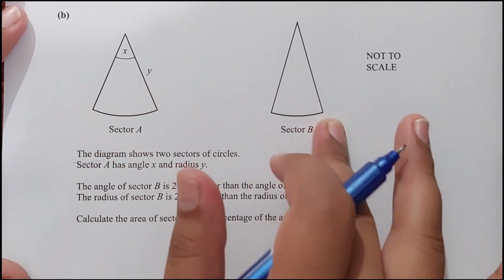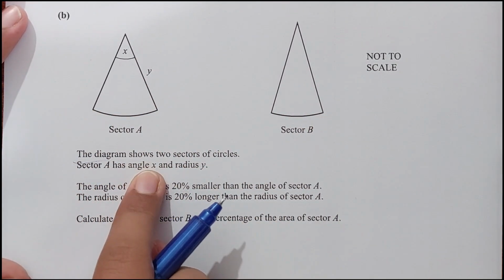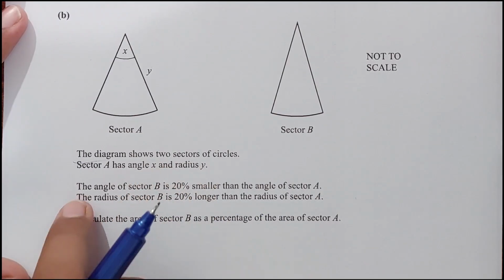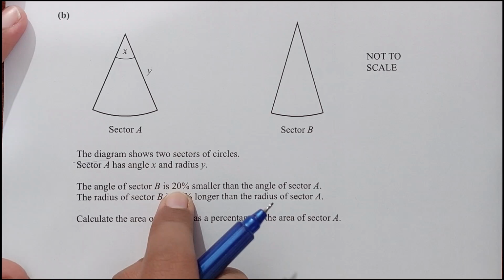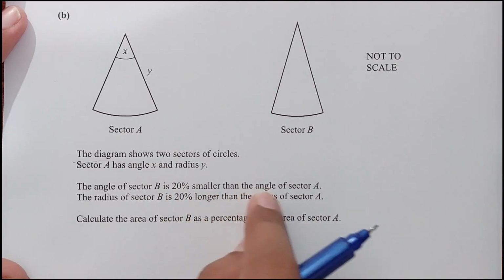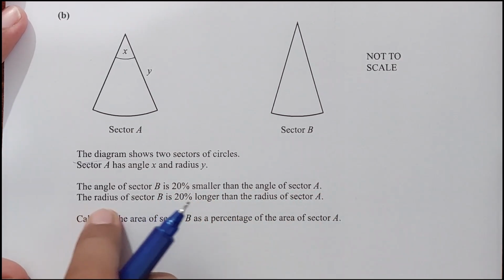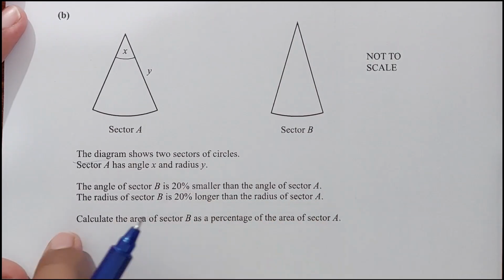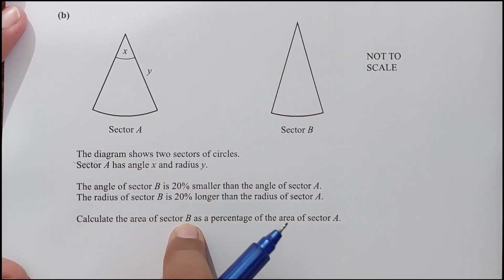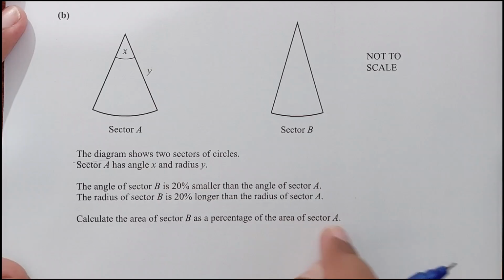Moving to part B, the diagram shows two sectors of a circle, sector A and sector B. These are the two sectors of a circle. Sector A has angle x and radius y. The angle of sector B is 20% smaller than the angle of sector A. The radius of sector B is 20% longer than the radius of sector A. Calculate the area of sector B as a percentage of the area of sector A.